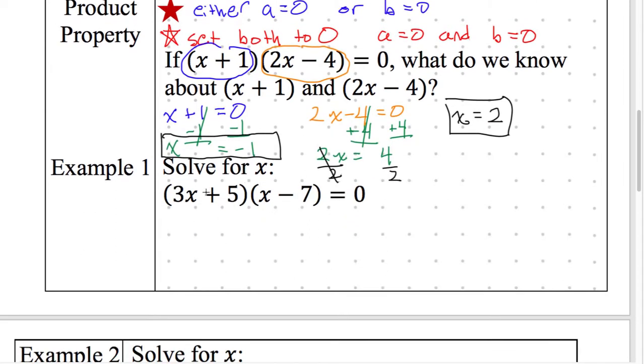All right, so let's do example 1, solving for x. I have one thing times another thing equal to 0. Set them both equal to 0. All right, pause the video. You do this now, solve both of them. All right, you've unpaused the video. Let's go ahead and do this.